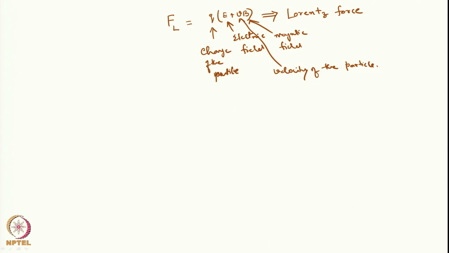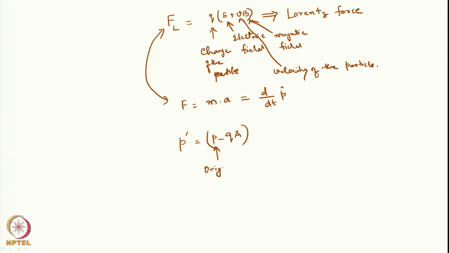In terms of classical mechanics, force is given as mass times acceleration, which could be written as d by dt of momentum. We used the analogy of this and converted the momentum: p prime is equal to p minus qA, where p is the original momentum and A is the vector potential. Having done this, we cast the total Hamiltonian H as p prime square by 2m plus V of x. We considered only the x direction.